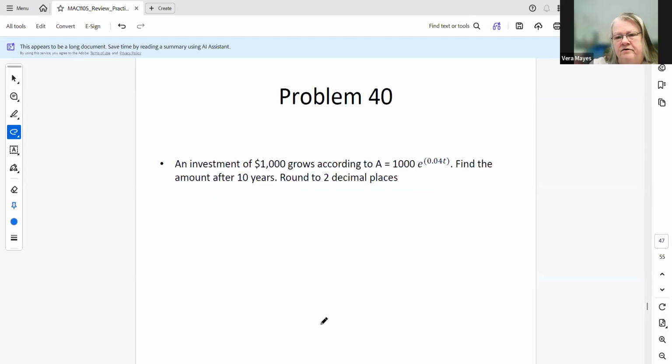All right, here's another investment problem. So they gave us a basic formula to use. Remember, this is our P, so we started with $1,000. Our rate was 0.04, and we don't know the time. Oh, yep, we do. We know T. So I'm going to go ahead and simplify that exponent times 10. So when I do that, 0.04 times 10, I get 0.4. So 1,000 e to the 0.4.